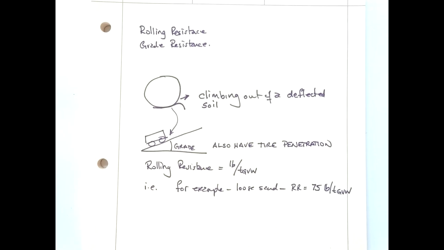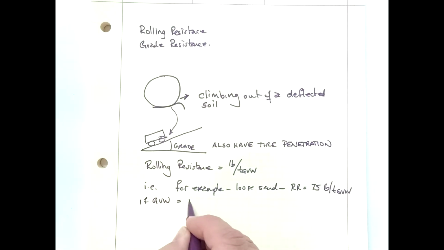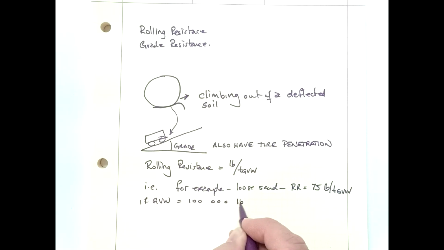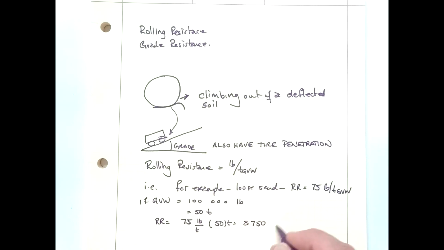And for rolling resistance, we can look up various factors, which give us a factor in pounds per ton of gross vehicle weight. So for example, if we're operating in loose sand, we can look it up and find that that's 75 pounds per ton of gross vehicle weight. If our gross vehicle weight is equal to 100,000 pounds, which is 50 tons, then our rolling resistance is equal to 75 pounds per ton multiplied by 50 tons, and that ends up being 3,750 pounds.